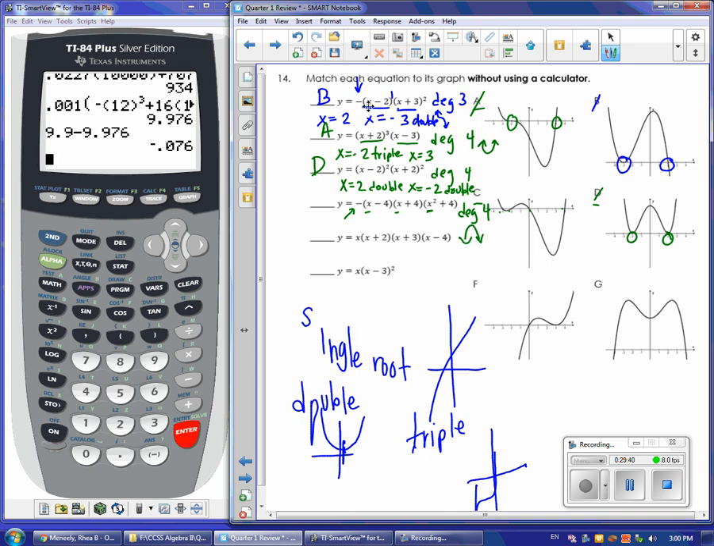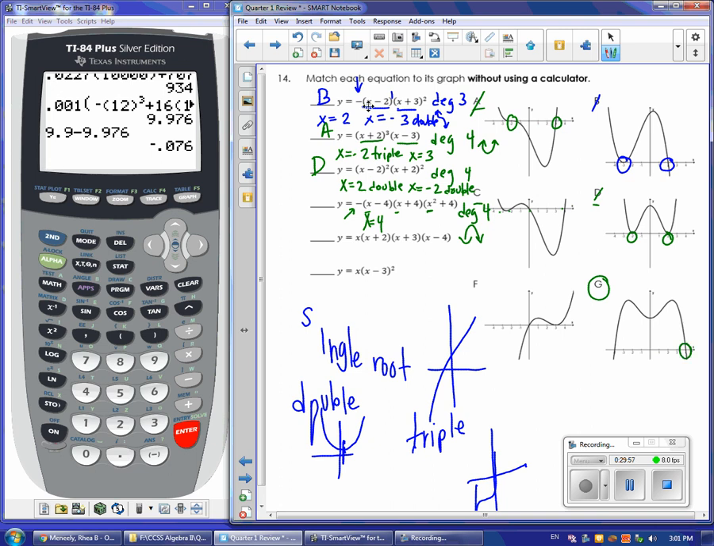And if I look at my options, I can see that the only option is G. So I know that that's my answer. But let's take a closer look. The factor at x minus 4 tells me I'm going to have a single root at 4, which I do.